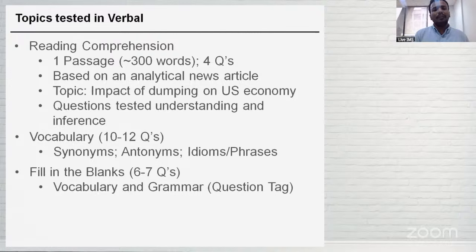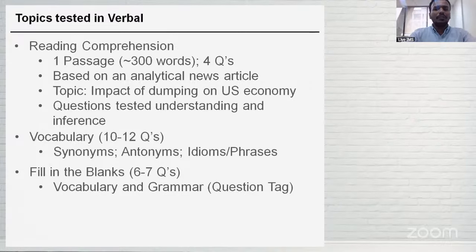We have got the update from our student that the topic for this particular RC was the impact of dumping on the US economy. The questions tested were on the basis of understanding and inferences. Apart from the reading comprehension, there were around 10 to 12 questions from vocabulary. The topics tested were synonyms, antonyms, idioms and phrases. Let's say 6-7 questions were there for fill in the blank.